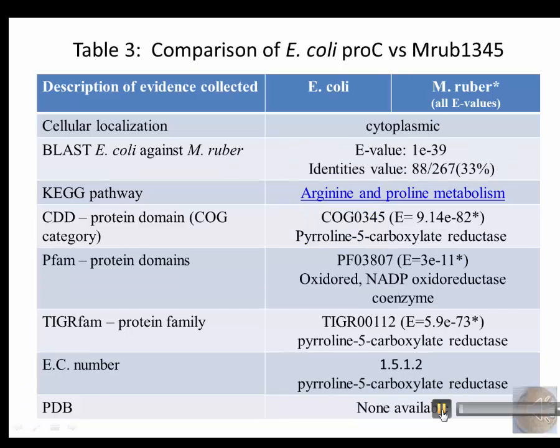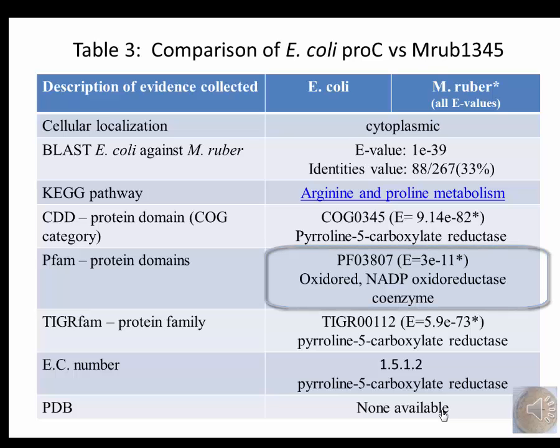Table 3 is a comparison of E. coli proC to Mrub 1345, and as with the previous two tables, there doesn't appear to be any contradictory evidence that Mrub 1345 isn't proC. Cytoplasmic localization, comparison between E. coli and Mrub gives a fairly low E value, which is what we'd expect. KEGG pathway predicts the same, it's involved in the same pathway. All these KEGG numbers, TIGRFAM, EC numbers all point to the same enzyme, pyrroline 5 carboxylate reductase.